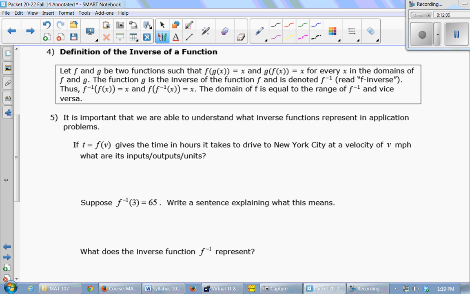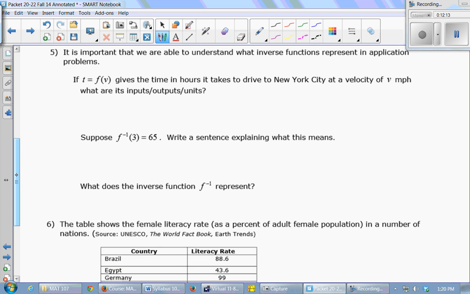Part of what really helps ground your understanding of inverses is to think about real life examples. Okay, so let's do one more of those. We started with the corn seedling, and now we're going to talk about the time it takes to drive to New York City at a given velocity v. So t equals f of v gives the time in hours it takes to drive to New York City if you're going at an average speed of v miles per hour.